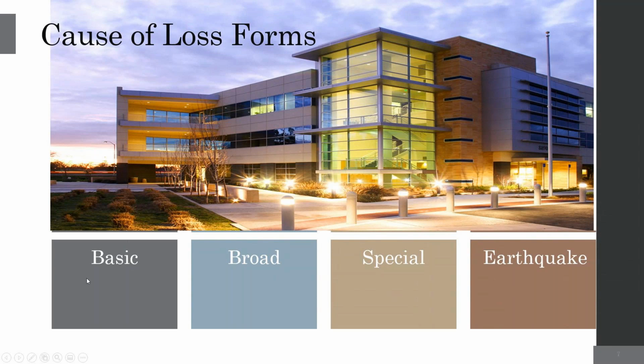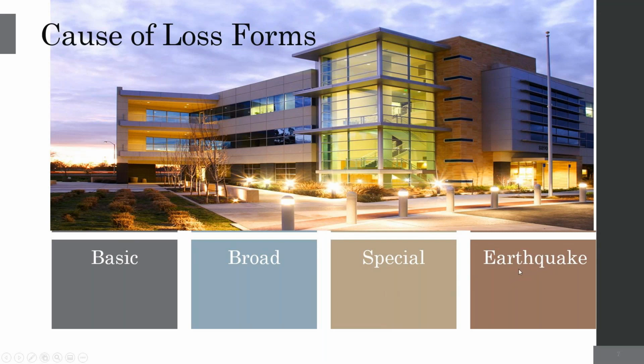All right, but again, basic is limited, it's named peril. Broad is named peril, just covers more perils than the basic does. So basic is good, broad would be better, but special would be the best. Because special form, or all risk, open peril, has a list of exclusions. So if it's not on the exclusion list, it's covered. Earthquake follows a named peril concept because it names and covers earthquake. That's it.